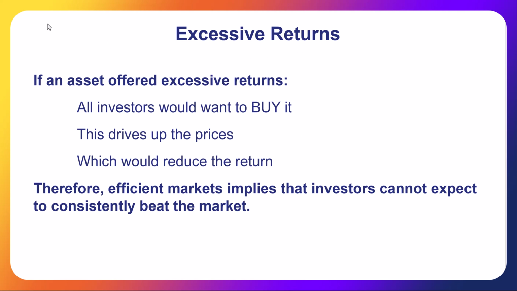So this concept of excessive returns: if an asset offered excessive returns, again, all investors would want to buy it. That drives prices up. So when prices are rising, ultimately that would reduce the return. Again, therefore, efficient markets implies that investors cannot expect to consistently beat the market. Since trading impacts supply and demand of an asset, it impacts prices. If everybody sees something as valuable, they all would want to buy it, and that would drive up prices.